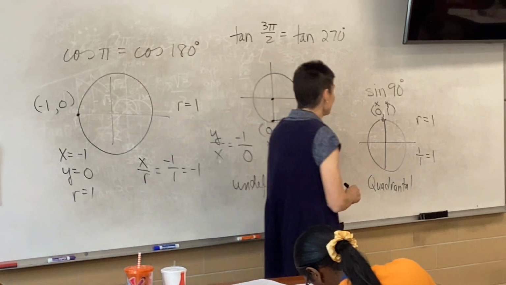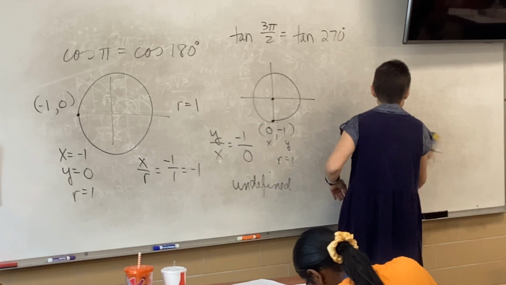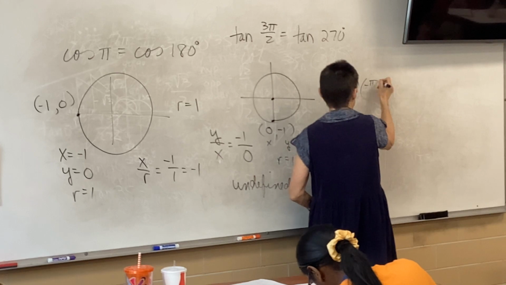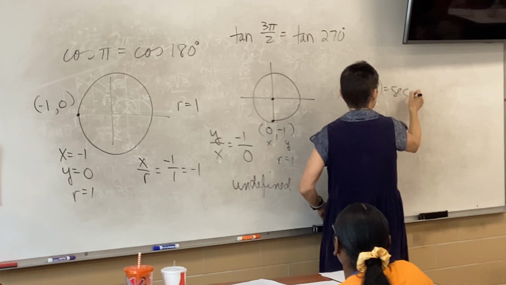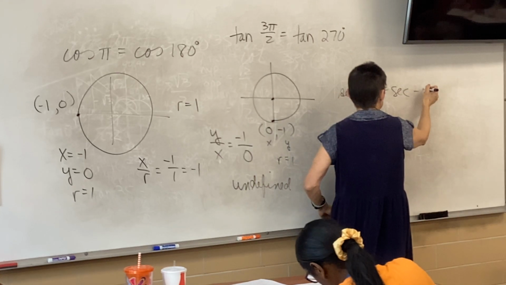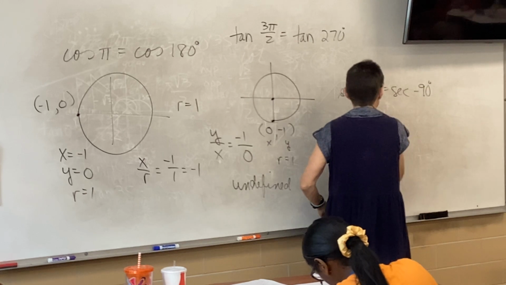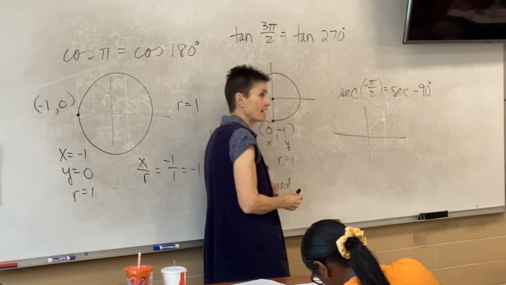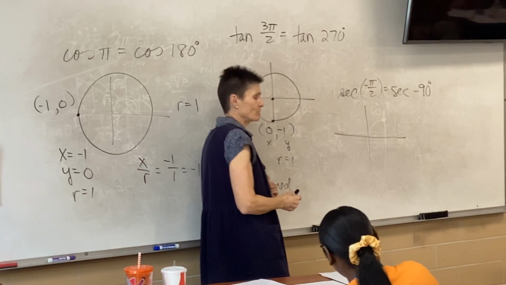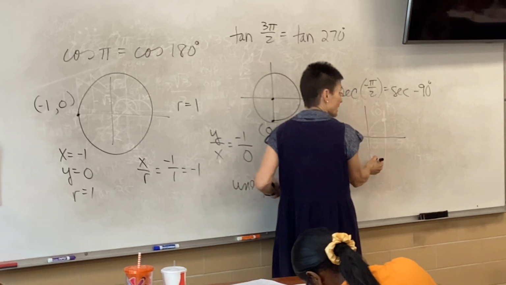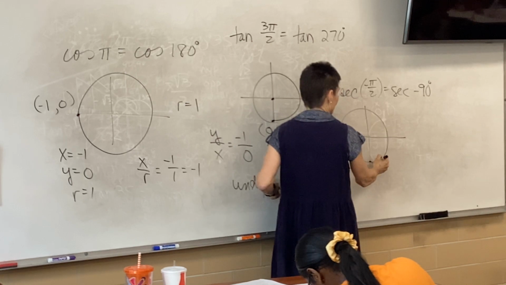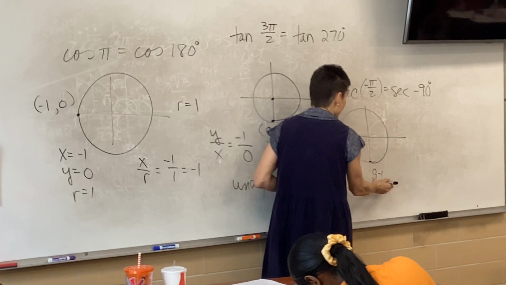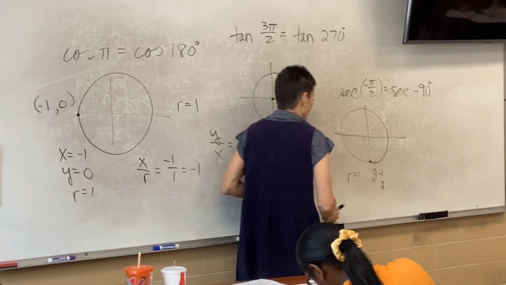Secant, negative pi over 2. How many degrees is that? Negative 90, yep. Where's negative 90? Same place as 270, right? Isn't negative 90 down here? So there's my X, there's my Y, R is 1.